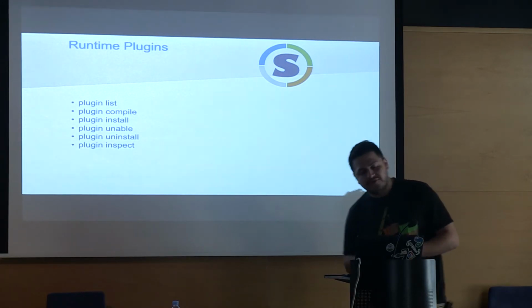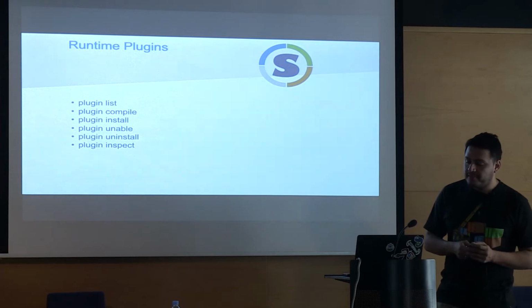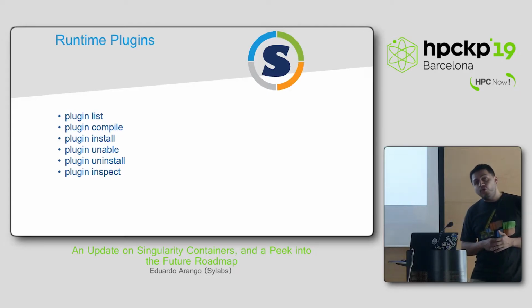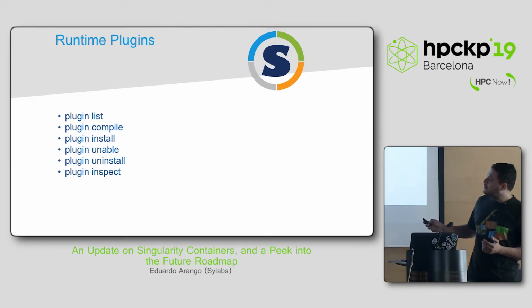Runtime plugins. Singularity 3.2, I would say, in 3.1 it was experimental. In 3.2, it introduced plugins, and now you can create different plugins, list your plugins, install them, make them available or uninstall them in your system. And we are already seeing a lot of use cases with these plugins.